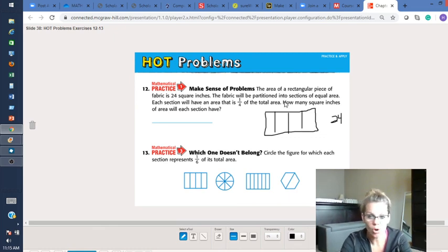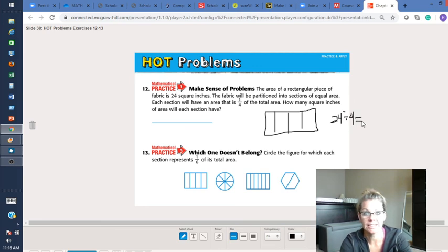Okay, if this whole area is 24, and you're dividing 24 into 4 equal pieces, we're just going to say, okay, what is 24 divided by 4? What times 4 equals 24? What is that? 6, right? So this is 6 square inches, and this is 6 square inches, and this is 6 square inches, and this is 6 square inches, because the total area is 24 divided by 4 pieces is 6 in each one.